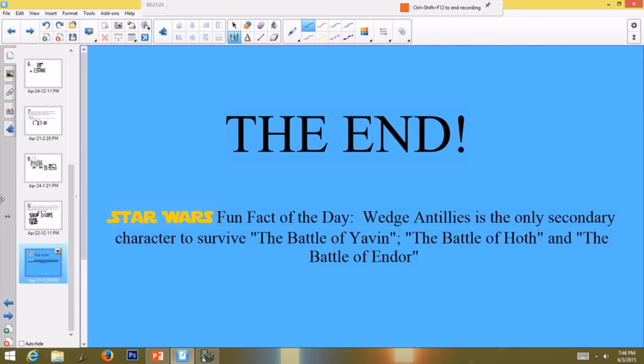And our Star Wars fun fact of the day, Wedge Antilles is the only secondary character to survive all 3 battles in the 3 original Star Wars movies, the Battle of Yavin, the Battle of Hoth, and the Battle of Endor. In fact, he led the X-Wing charge in the Battle of Endor.